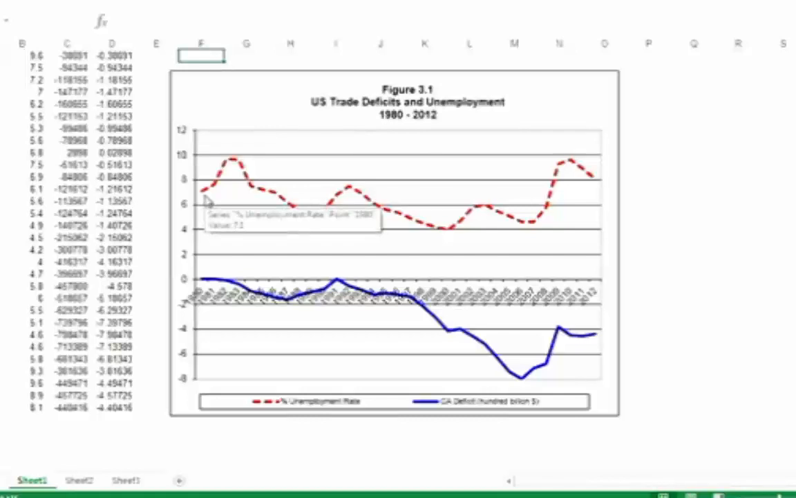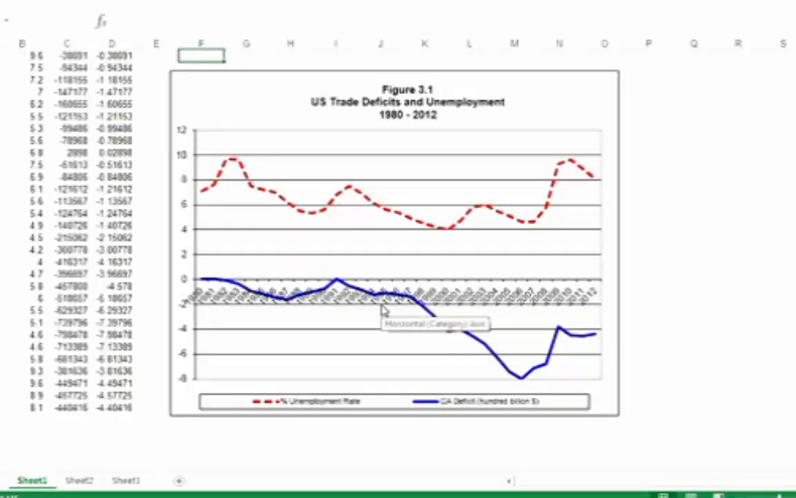So, for example, in 1980, the U.S. unemployment rate was 7.1%. You can read it from the graph like that. In this point right here, this is 1992, the unemployment rate was 7.5%. All right, so this is the trend over almost three decades or so, from 1980 to 2012, 32 years of data. The blue line is the trade balance in the U.S.